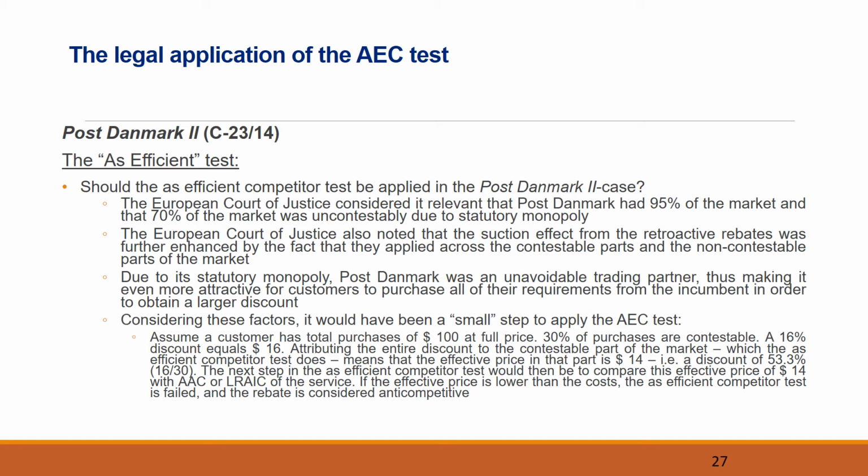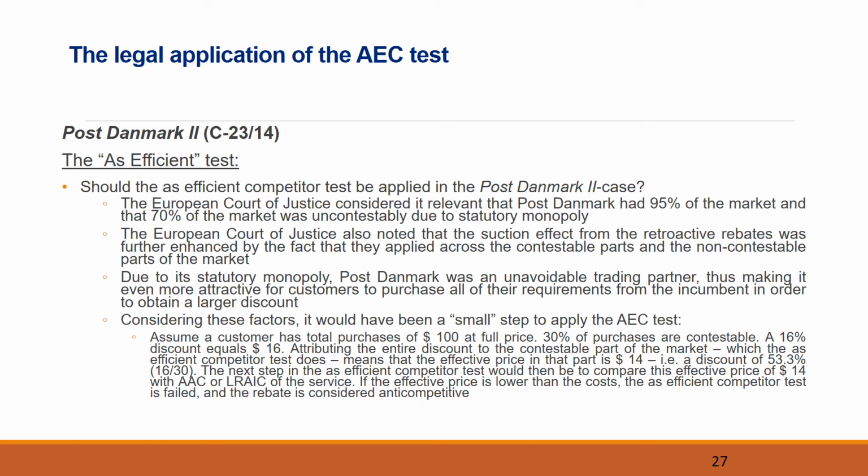Assume a consumer has total purchases of $100 at full price. 30% of purchases are contestable. A 16% discount equals $16. Attributing the entire discount to the contestable part of the market, which the as efficient competitor test does, means the effective price in that part is $14 compared to the price without a discount of $30. That is a discount of 53.3%.